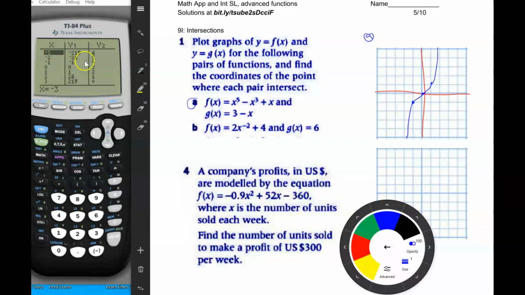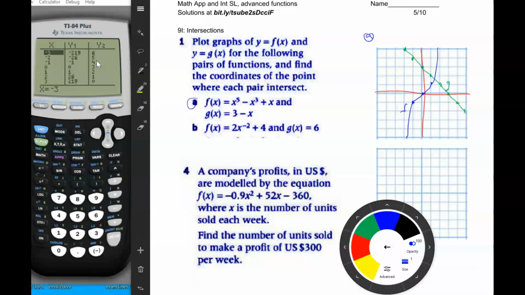Okay, and then the y2 is the g of x function, and so I'm going to do that in green. So I got -3, 6, it's off the screen, -2, 5, -1, 4, 0, 3, 1, 2, and 2, 1, and 3, 0, etc. Okay, so this is the line. So that is g, and the other one was f, right?